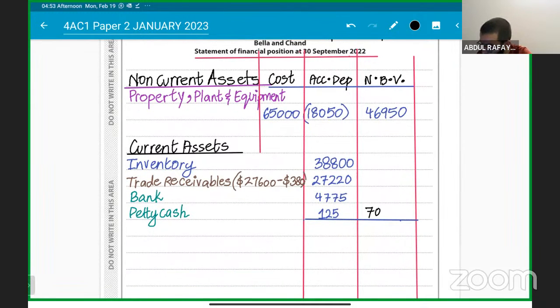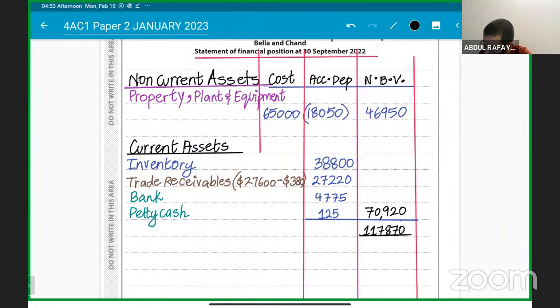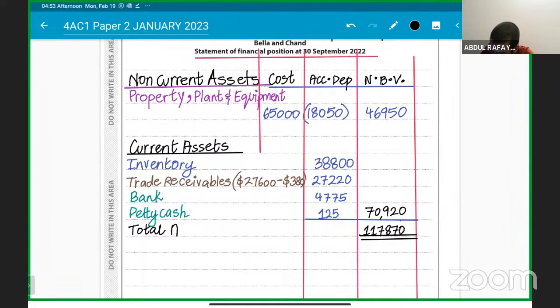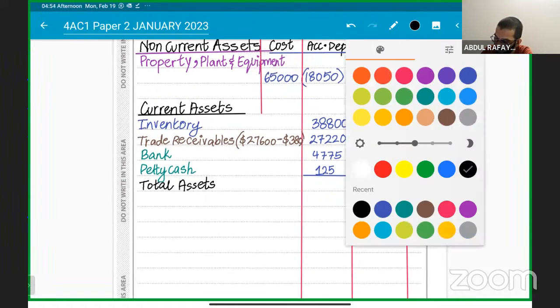So here we go. 70,920 is the answer for the current assets. And then we add this to the non-current assets. So we are going to get 117,870. Understood. So $117,870 is the total assets. Getting it clear? Any problem? So we have total assets of 117,870. We'll get some marks for that as well.